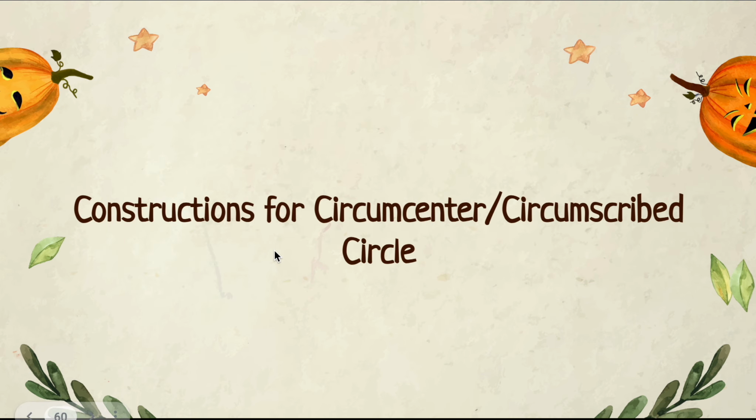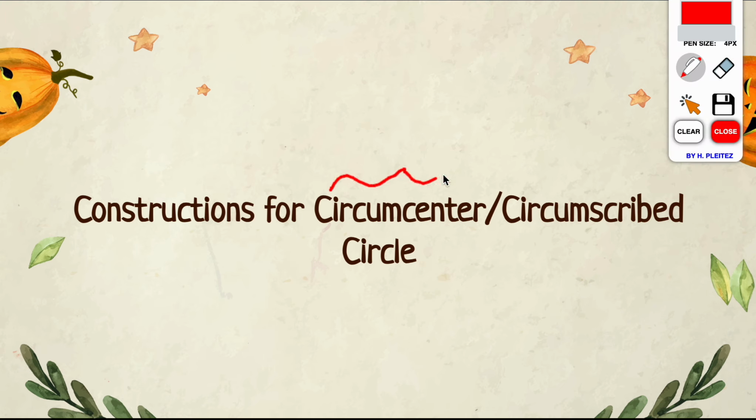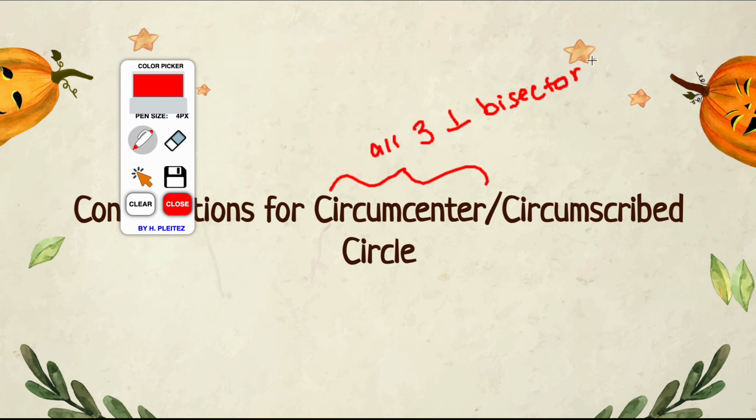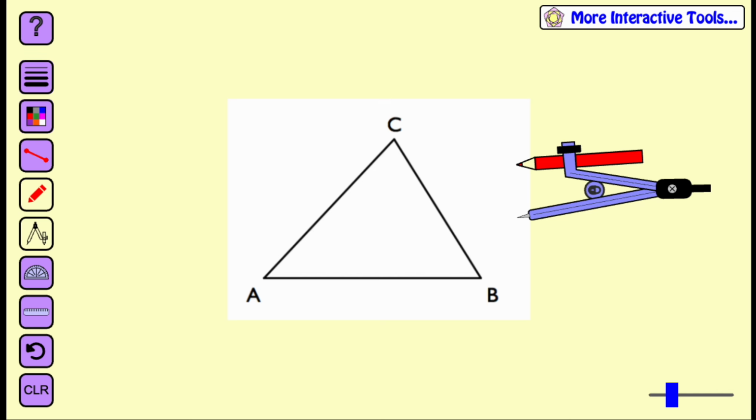So we're going to get into our constructions. For the circumcenter, we're constructing all three perpendicular bisectors. And for the circumscribed circle, we will talk about that more in a second, but in order to construct the circumscribed circle, we need the circumcenter first. You always need to do the circumcenter first.